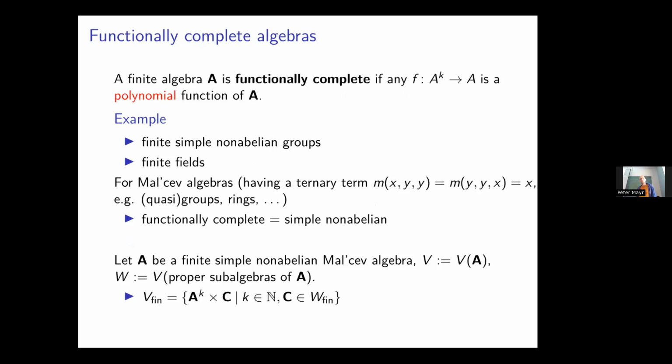One can try to relax this notion of primality, and people have done that by saying an algebra is functionally complete if every operation on it is induced by a polynomial function of that algebra. So now you're also allowed to plug constants into your term functions. Classical examples for that are arbitrary finite fields and finite simple non-abelian groups. It turns out that if you have a Maltsev algebra, examples of which are groups, quasigroups, rings, and loops, then for them functional completeness just means that the algebras have to be simple and non-abelian in the general universal algebraic sense.